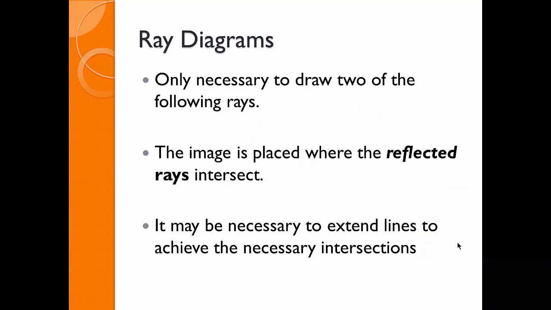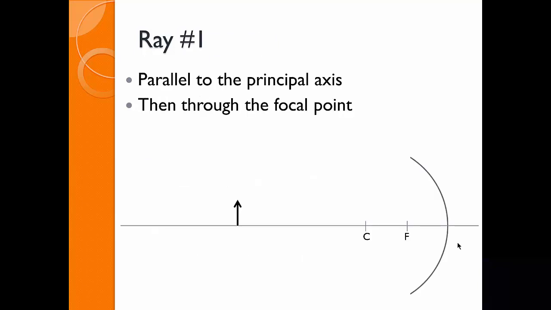So now we're up to ray diagrams. I'm going to go over 3 examples of ray diagrams. It's only going to be necessary to draw 2 of them. The third one can be used to double check your work. These ray diagrams just give us a sense of where the image will be. The image will be placed where the reflected rays intersect, not the rays originating from the object, but the reflected rays. So these are the 3 rays, and pay attention to the order because the order is going to be important, especially when we get into lenses.